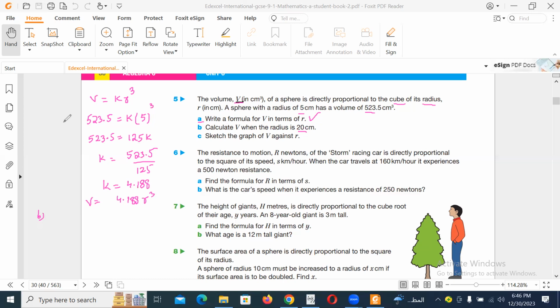If we try that one, we are looking for volume, for R equal to 20 centimeters. So here we have cubed. Again, we have to check in the calculator. So 20 cubed gives me 8,000, multiplied by 4.18888, that is equal to 33,504, and it is volume, so centimeter cubed.